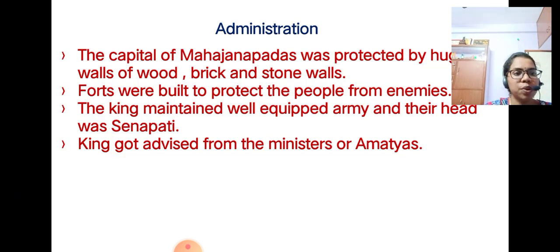Next, we move on to administration. The capital of Mahajanapadas was protected by a huge wall of wood, brick, and stone walls. Forts were built to protect the people from enemies. The king maintained a well equipped army and their head was Senapati. King got advised from the ministers or amatyas.